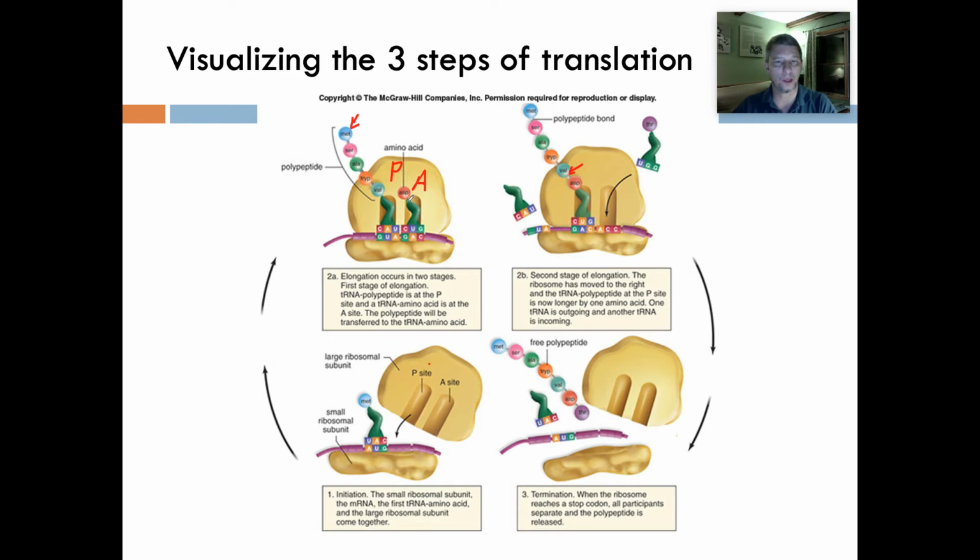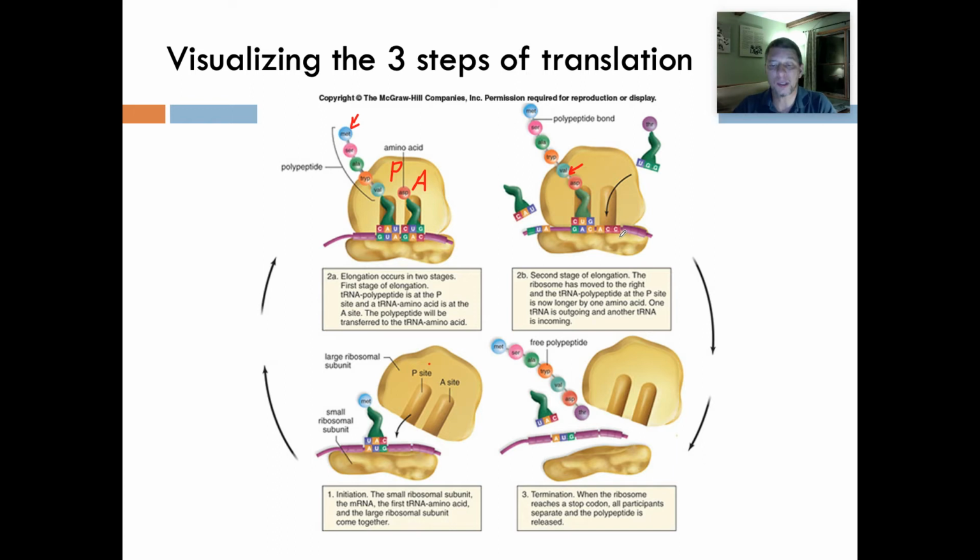And so the transfer RNA that was in the A site moves to the P site once the amino acids have bound together. And the one that was in the P site is then ejected from the ribosome. All right, and that's the second stage of elongation. So the ribosome is moved to the right, and the tRNA polypeptide at the P site is now longer by one amino acid. But one of the tRNAs is now outgoing. And notice, though, that another one with an anticodon to match the codon is coming into the A site.